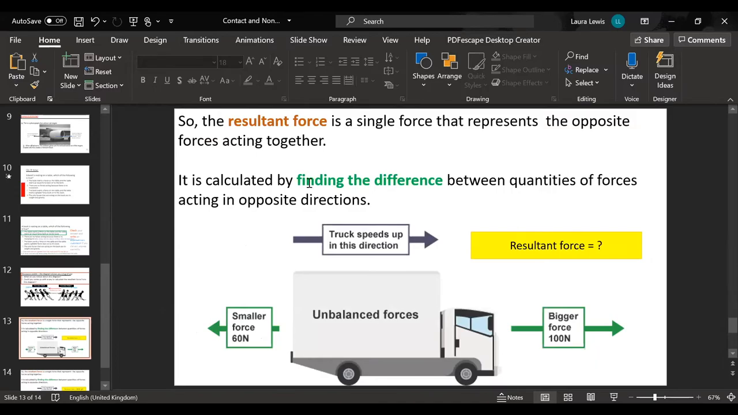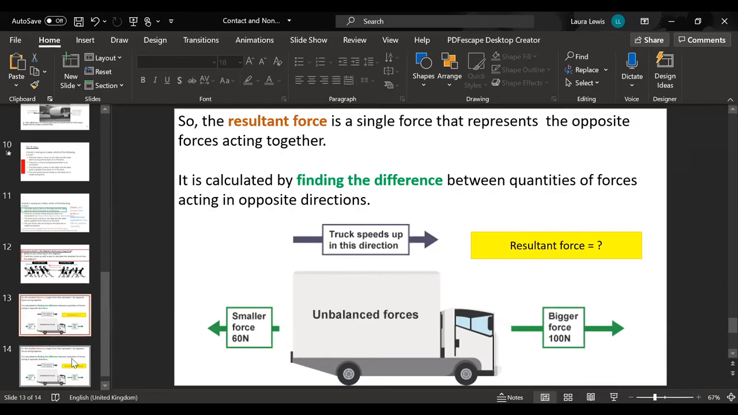It's calculated by finding the difference between the sizes of forces acting in opposite directions, as easy as that. So we've got our force pairs and we just work out what's overall. Unbalanced forces: a bigger force of 100 newtons, a smaller force of 60 newtons, like on the truck. The smaller one is probably resistance, types of friction, pushing it back, and going forward 100 newtons. So we can work out the overall force is 40 newtons to the right. It's just 100 minus 60.